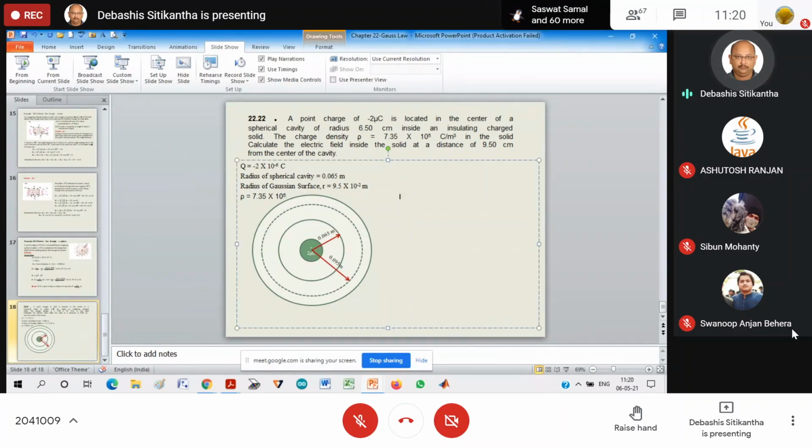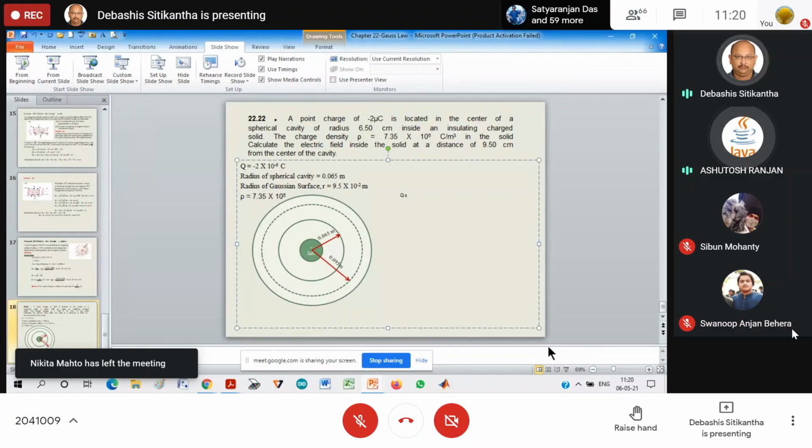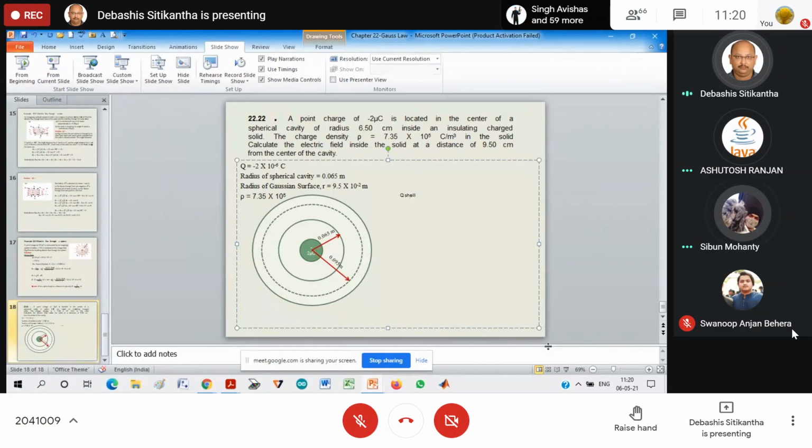Can anybody tell me how to find Q shell? The charge density into the volume that is enclosed by the Gaussian surface and the insulating sphere. Okay, now do it.